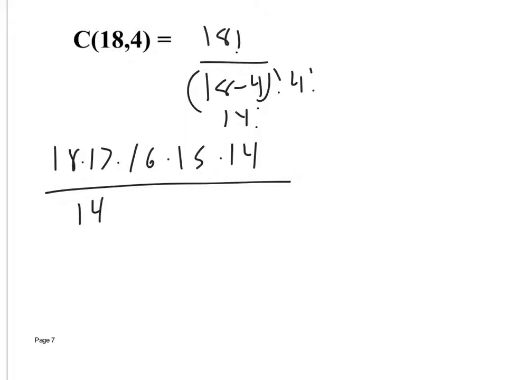So my 14 factorial, 14, 13, all that, that's going to cancel out with the 14 and on, right? So I'm not even going to write all those. I'm just going to write 18, 17, 16, 15, and then I'm going to write 4 factorial. So 4, 3, 2, 1.